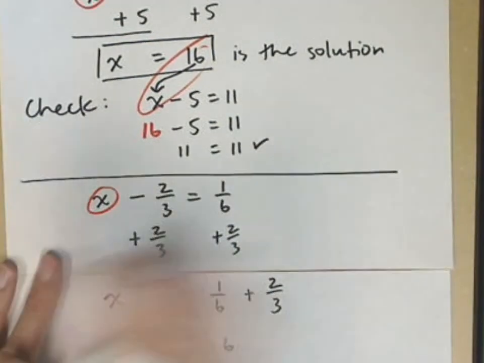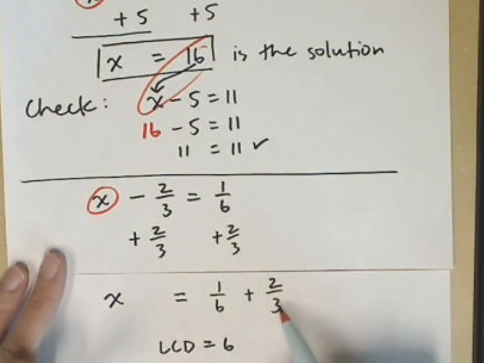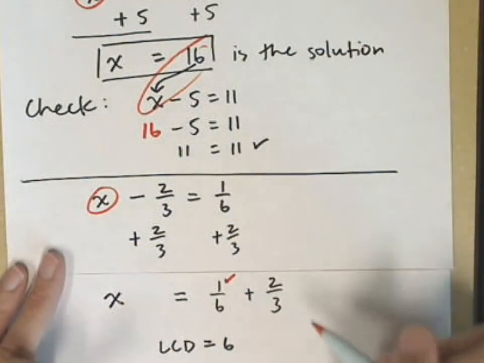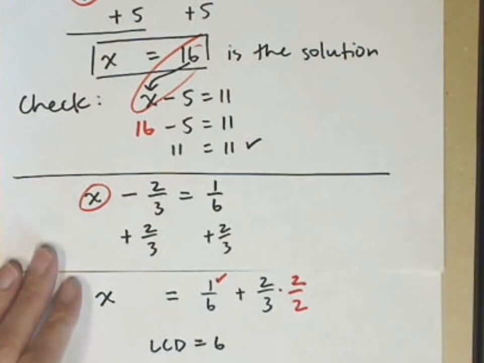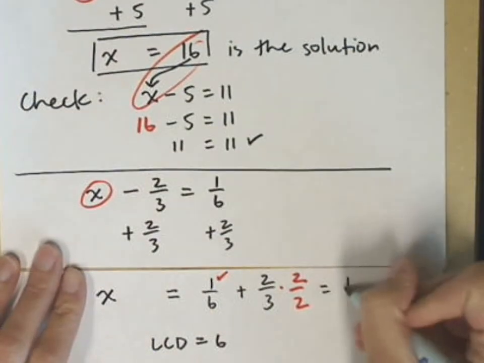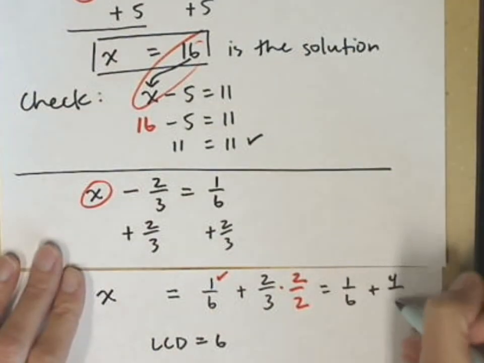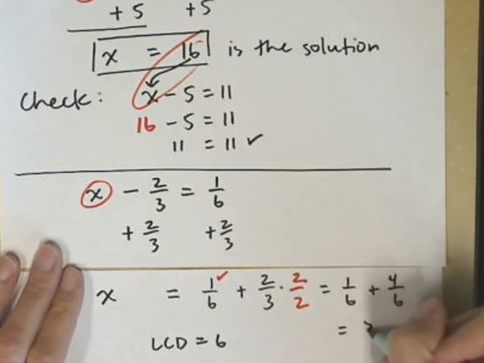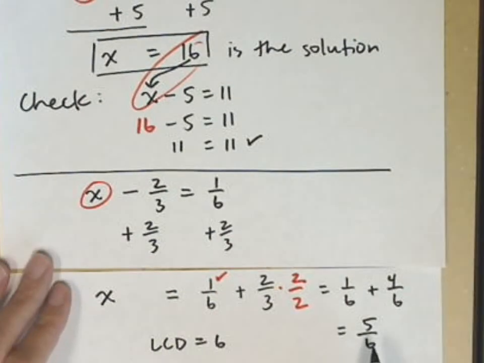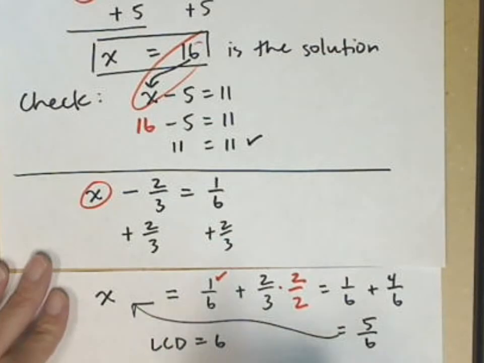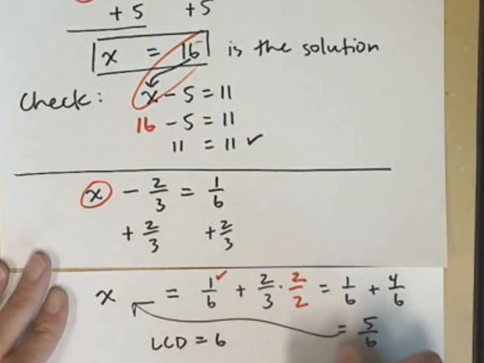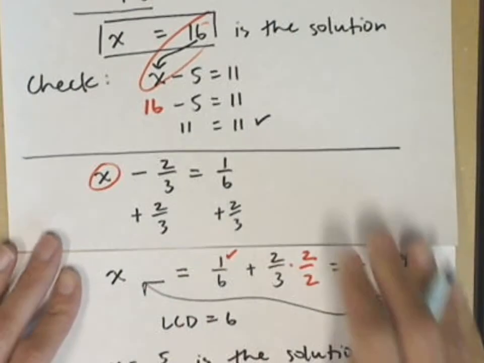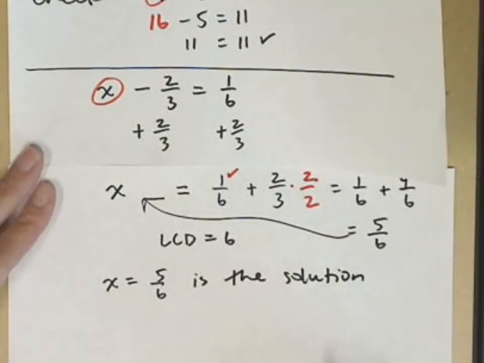I need to multiply just the second fraction to get the common denominator. The first fraction is good to go. For the second fraction, I need to multiply that by 2/2. So my addition becomes 1/6 plus 4/6. I simplify that and I get 5/6. Remember, this was all x. So let me clean it up. This says that x equals 5/6 is the solution.